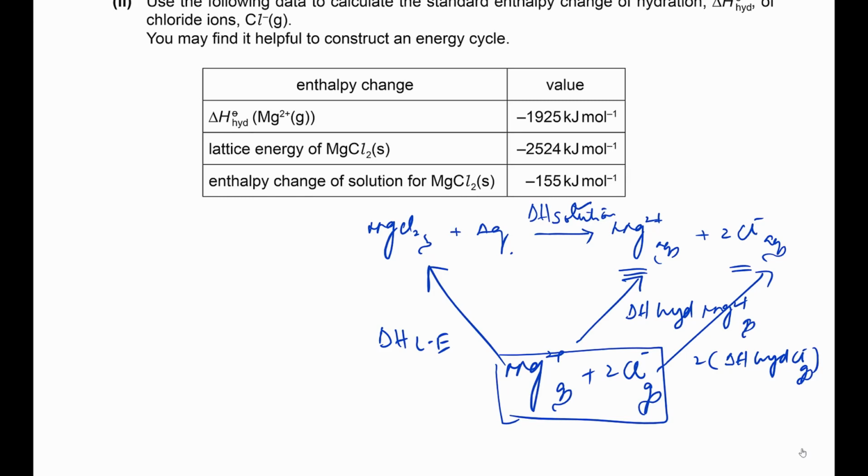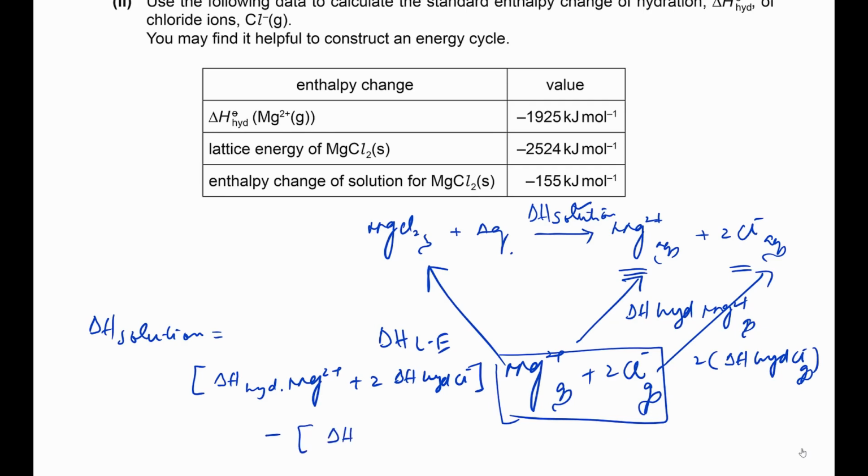Now the formula of enthalpy of solution is the sum of the enthalpy of hydration, delta H of hydration in the case of Mg2 positive gaseous, plus 2 moles of delta H of hydration of Cl negative ion, minus delta H of lattice energy. So by putting in the values we can find the answer for the missing enthalpy.